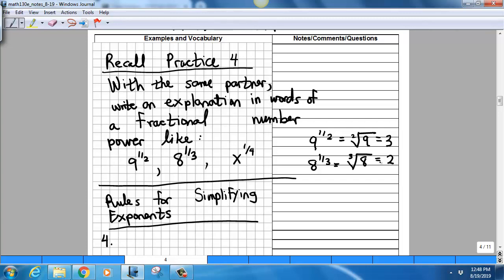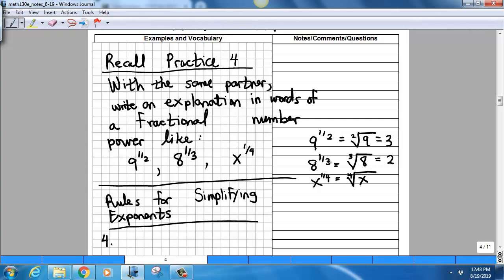2, right? You know that because 2 to the 3rd power is 8. So the cube root of 8 is 2. What about x to the 1/4 power? That would mean what? Yeah, that's the 4th root of x, whatever x happens to be, right?